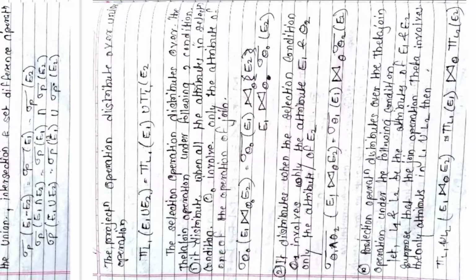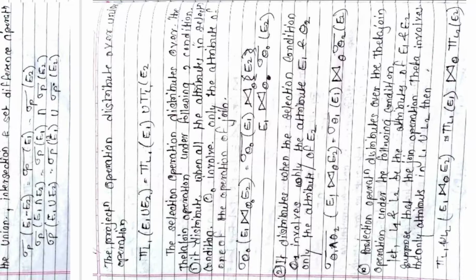Then the next operation is selection operation is distributive over theta join operation under the following condition. This condition is very important. It distributes when all the attributes in the selection condition involve only the attributes of one of the operands of the join. The selection operation distributes over the theta join operation under the following condition.